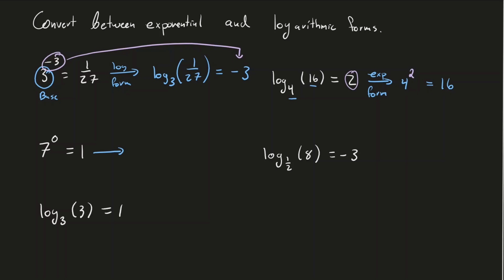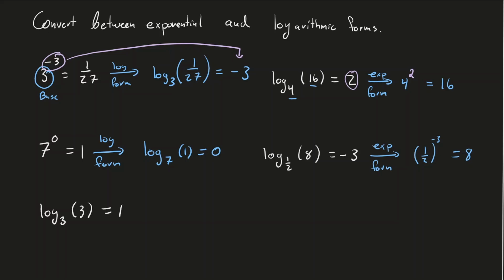Next, converting 7 to the 0 power, which is also 1, into log form. This would tell us that log base 7 of 1 is equal to 0. So that's quite nice. Converting this next one into exponential form, what this is telling us is that the base of 1/2 to the minus 3 power is equal to 8, and that is completely true. The negative of the exponent converts that fraction to 2 cubed, and 2 cubed is 8.